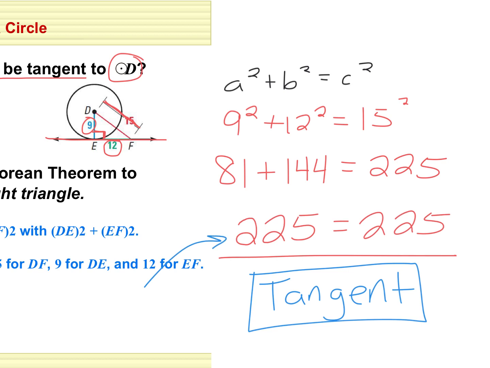Okay? Questions on the Pythagorean theorem? We've been using it for a long time now. Okay. Questions about the Pythagorean theorem and applying it? Okay.